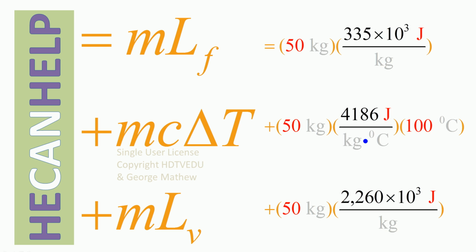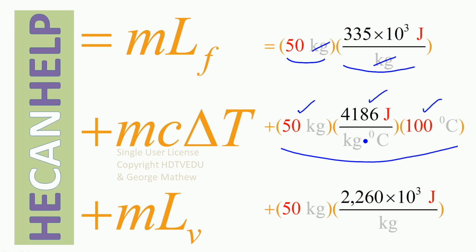Mass is 50 kg. And what is the latent heat of fusion of ice? 335 times 10 to the power of 3 joules per kg. So kg and kg cancel out, and you get your answer in joules. From water at 0, we have to go to water at 100. For that, we use m c delta T. Same phase, but increase in temperature. We know the mass, specific heat, and delta T. Cancel kg, cancel degrees Celsius. We get the answer in joules.